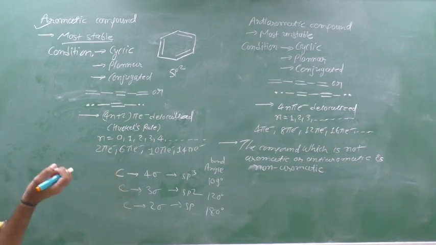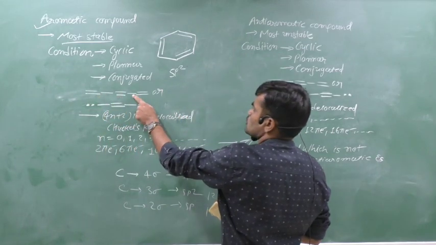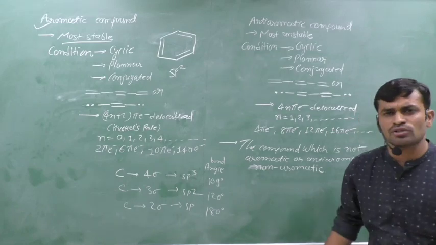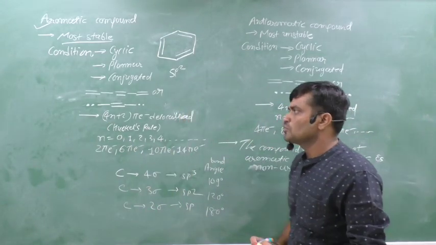What is conjugation? Conjugation means that in any compound, double bond, single bond, double bond, single bond, double bond, single bond, double bond, single bond, double bond, if bonds are arranged like this, then it is called a conjugated system. Therefore this type of system is known as conjugated system.